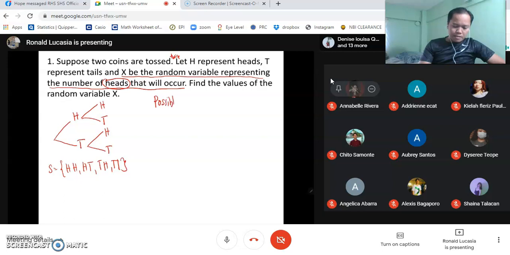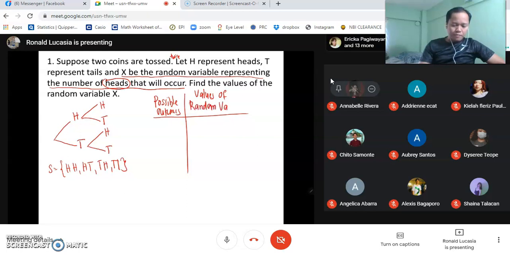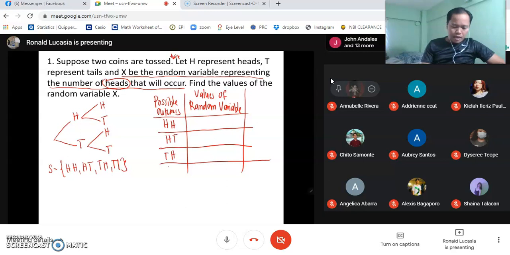So we have now the probability distribution. We have the possible outcomes, and then we have the values of the random variable. So the possible outcomes we have, you could have head and head, you could have head and tail, you could have tail and head, and then tail, tail.